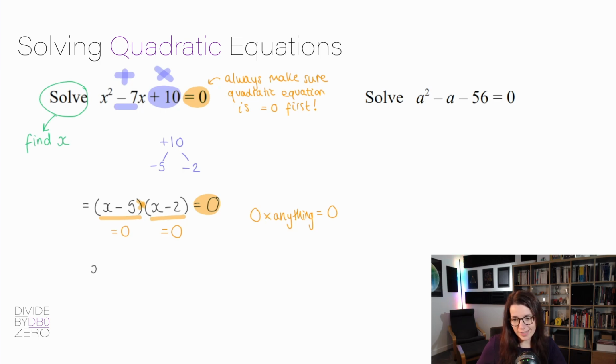So for the first one, if we say x minus 5 is equal to 0, that would mean x would have to be 5. Or if x minus 2 is equal to 0, that would mean x would have to be 2. And those are our final answers for x.